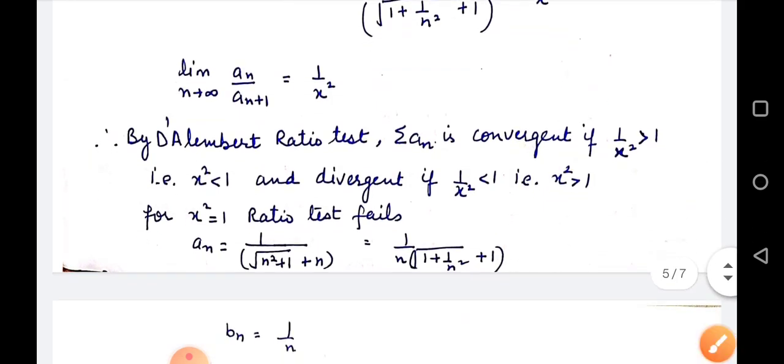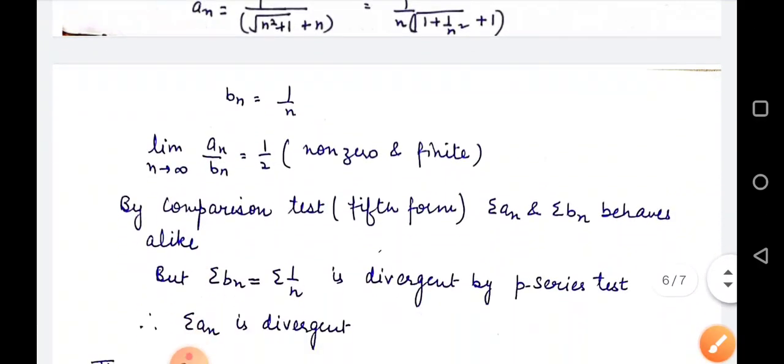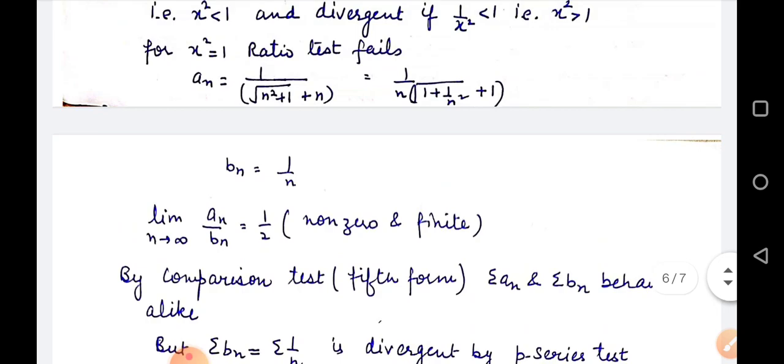अब डिनोमिनेटर में जो भी आपके पास पावर होगी, आप इमीडिएटली bn को वही चूज करोगे. सो bn इज 1 बाय n. सो टेक लिमिट n अप्रोचेज इन्फिनिटी an अपॉन bn. सो यू आर ओनली लेफ्ट विद, ये कैंसिल हो जाएगा 1 बाय n 1 बाय n. सो यू हैव अंडर द रूट 1 प्लस 1, सो 1 बाय 2. So which is non-zero and finite.